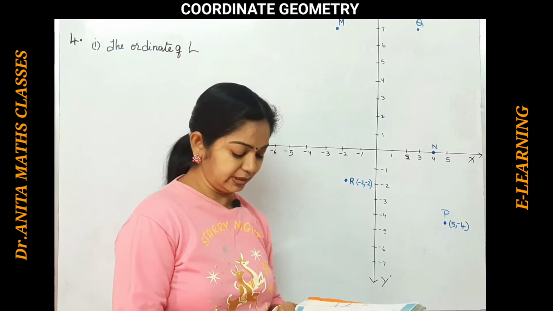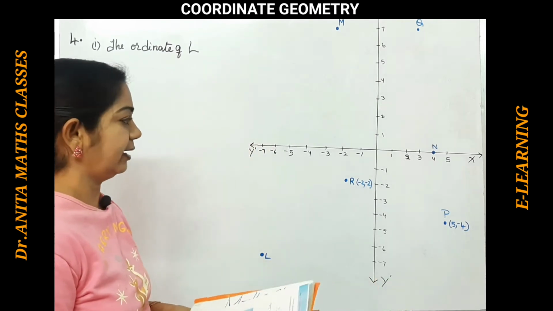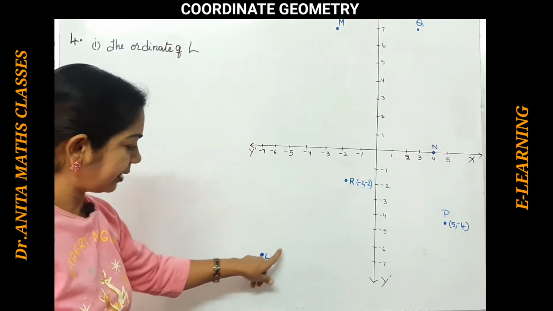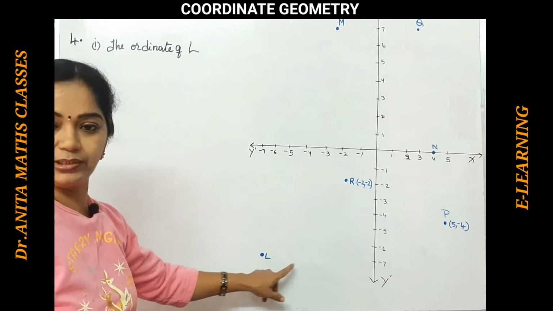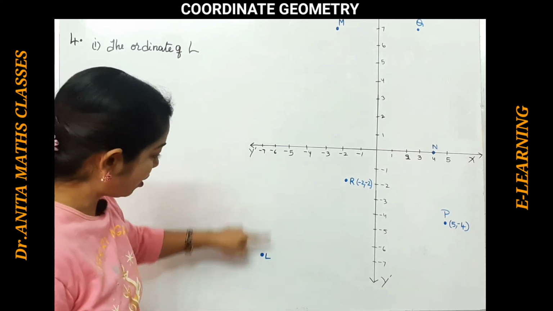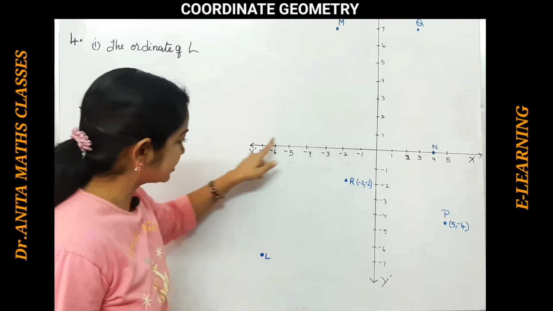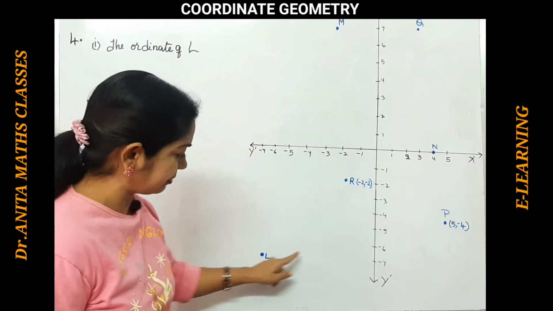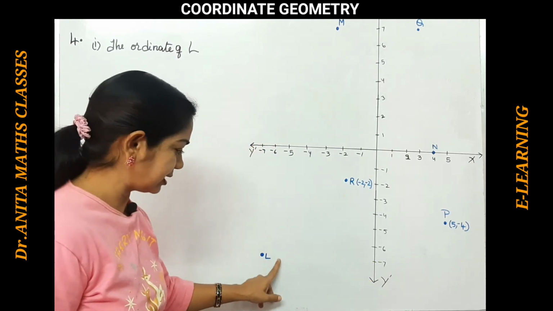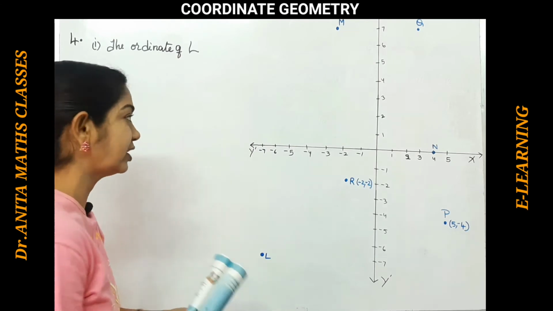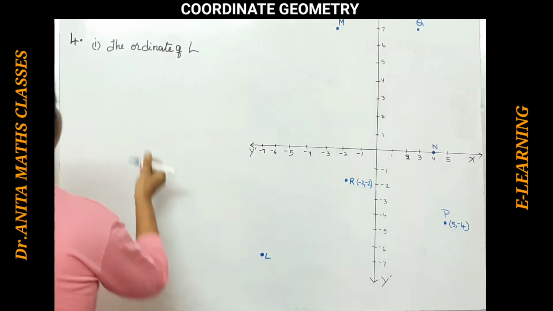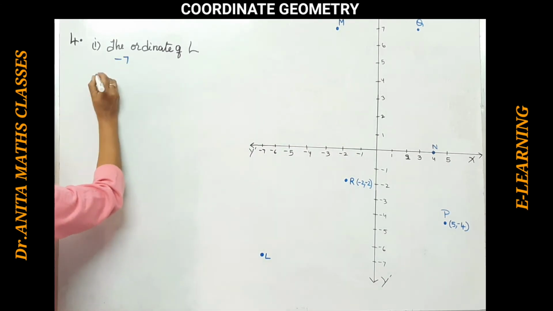The first is the ordinate of L. Now where is the point L? Ordinate means the y coordinate. So how do we get the point L? Minus 7 on the x-axis and minus 7. So this point is minus 7, minus 7. We have to write only the ordinate of L. Ordinate is just minus 7. So I'll be writing only the solution.